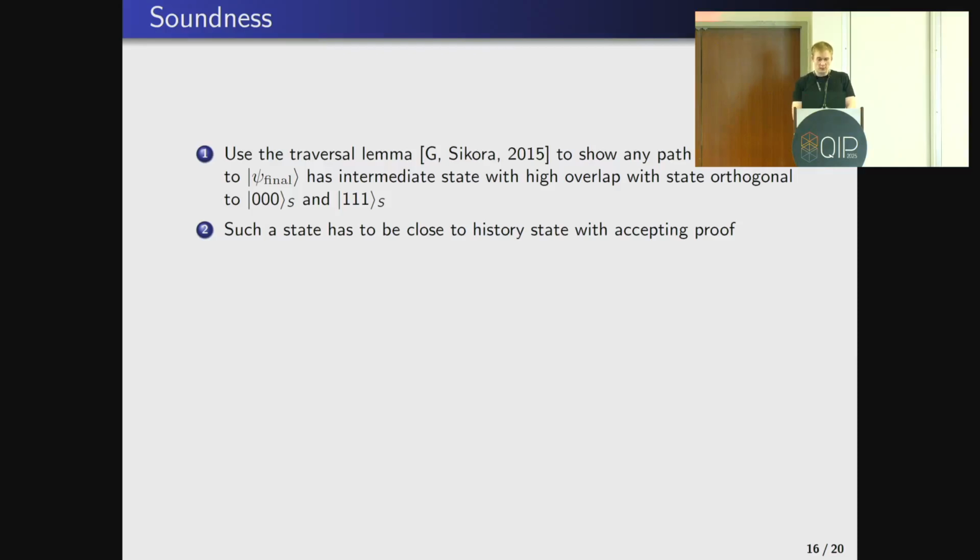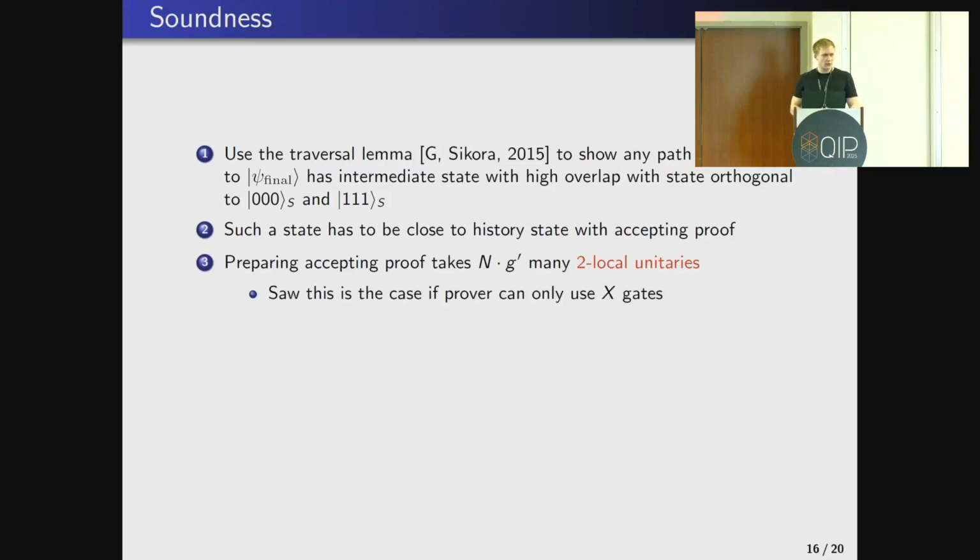Now, preparing such an accepting proof will take n times g prime 2-local unitaries. Remember, n was the number of amplification qubits, g prime was the Hamming weight of the accepting proof. And for every 1, we need to flip all the amplification qubits, and this is where we get this n times g prime. Now, we saw this is the case, for example, in our example with the first proof qubit, if the prover can only use X gates.